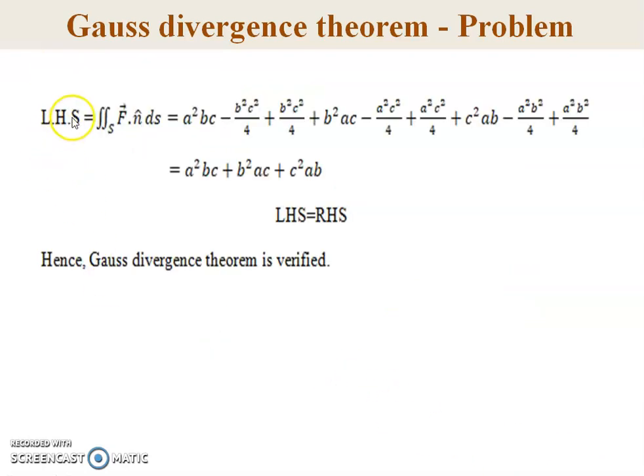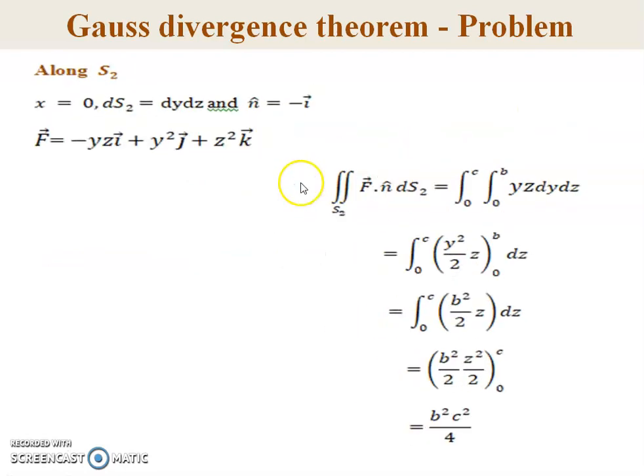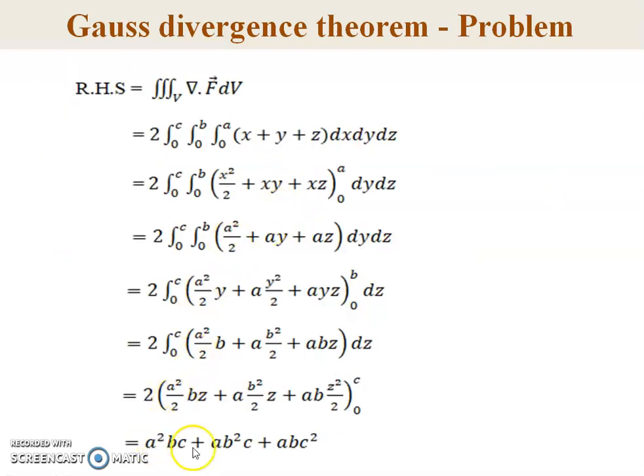Right, now for the left hand side, we have to add all the results. Okay, put all the results like this. What happened? a square bc minus b square c square by 4 plus b square c square by 4, both are cancelled. Okay, b square ac minus a square c square by 4 plus a square c square by 4, now both are cancelled. c square ab minus a square b square by 4 plus a square b square by 4, both are cancelled. So the remaining we have a square bc plus b square ac plus c square ab, which is our left hand side result, same as the right hand side result.